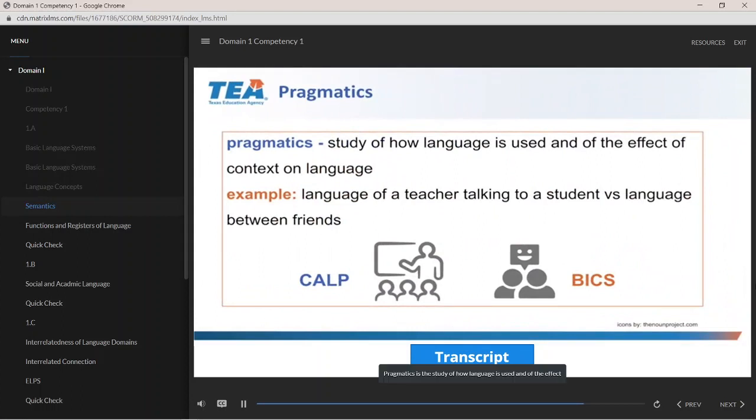Pragmatics is a study of how language is used and of the effect of context on language. Examples of pragmatics include the language of a teacher talking to a student or the language used between friends.